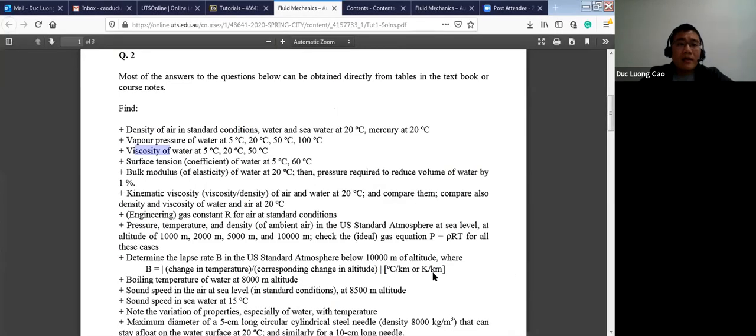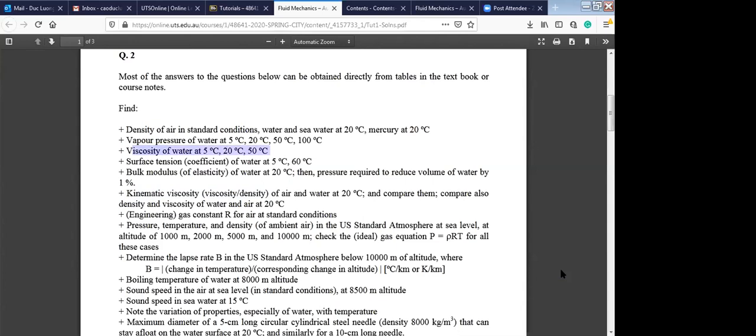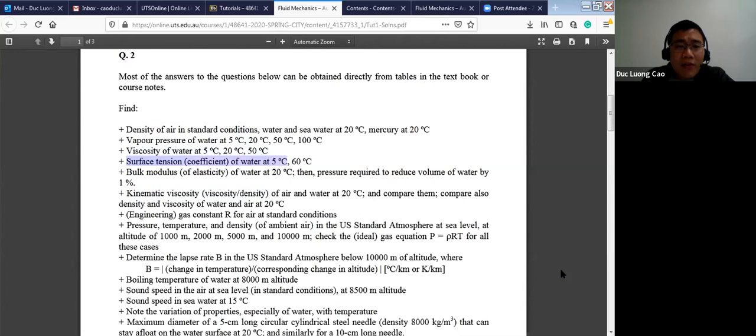Do you have any question? Yeah, kinematic viscosity is this question. Any question? No. Okay, question 4, surface tension coefficient of water.